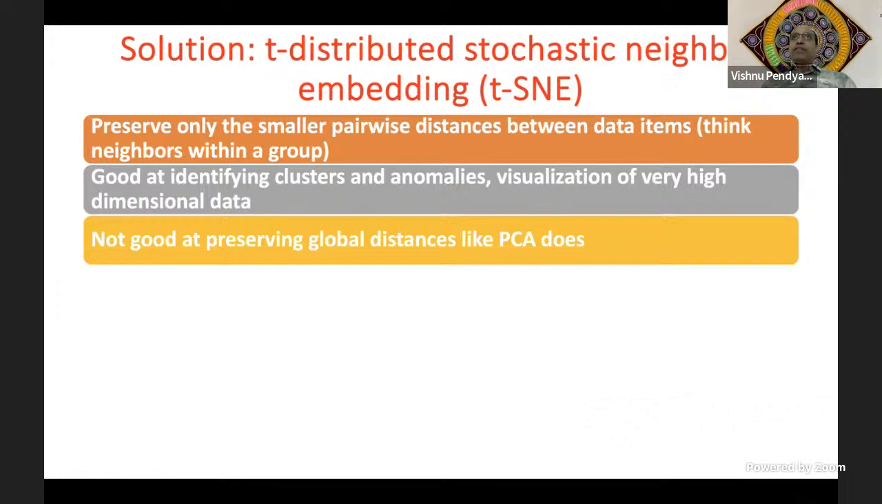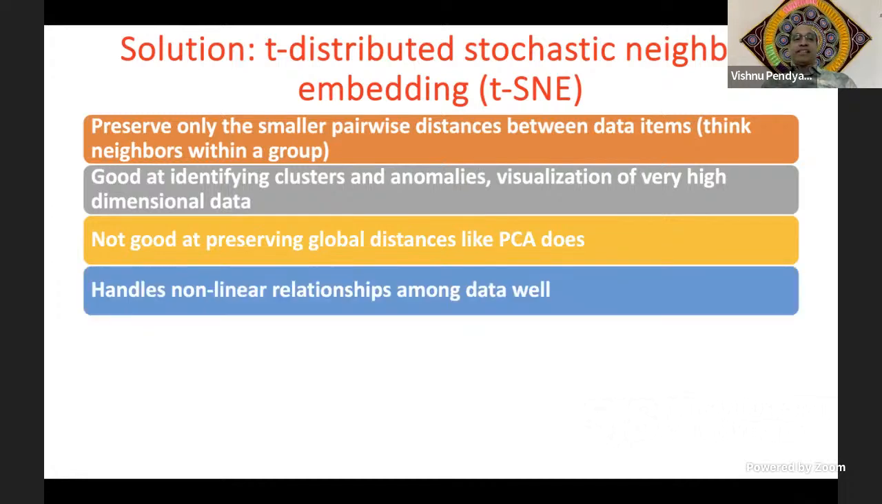If you put the places in Hyderabad and San Jose in the same map, it's going to be difficult to make out the places in these cities, right? Instead, if you shorten the distance between Hyderabad and San Jose and represent them in the same map, it makes much better sense. So that is the idea in t-SNE. But the downside is that it is not good at preserving global distances like PCA does. In PCA, all distances are treated uniformly.